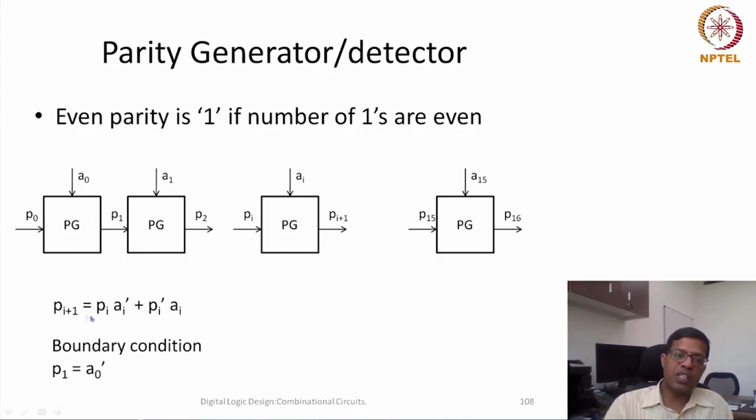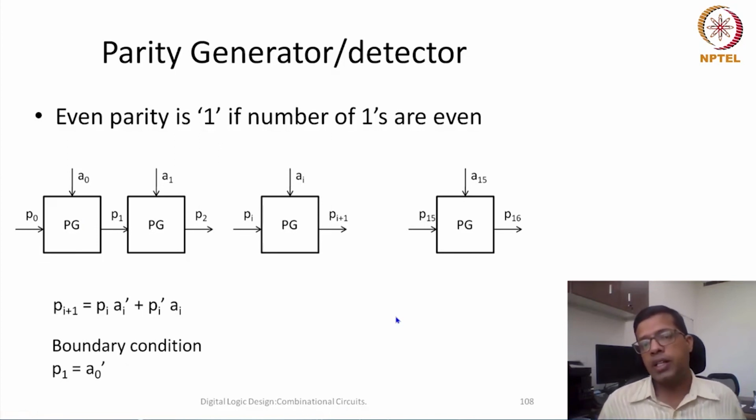So we can simplify this equation as a0 dash, and this will become 0, so we can remove this part. So in boundary condition, the first cell will become p1 equal to a0 dash, or alternatively we can say the input parity is 1, and then we can use the simple iterative design without any simplification to the boundary cell. Okay, so this is how a parity generator and detector can also be designed using this iterative design.